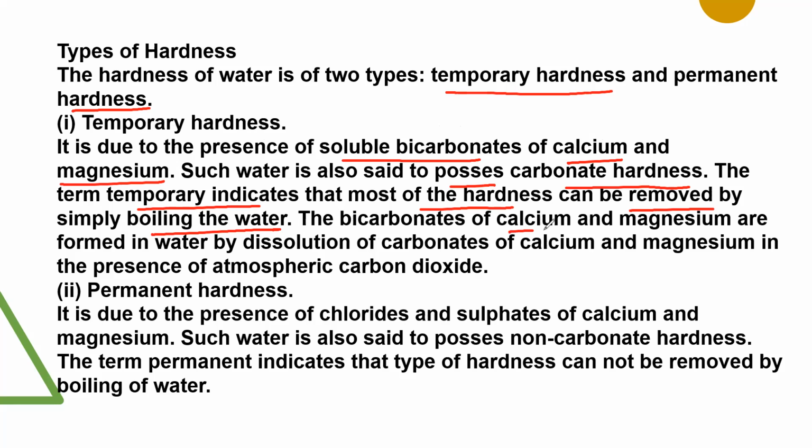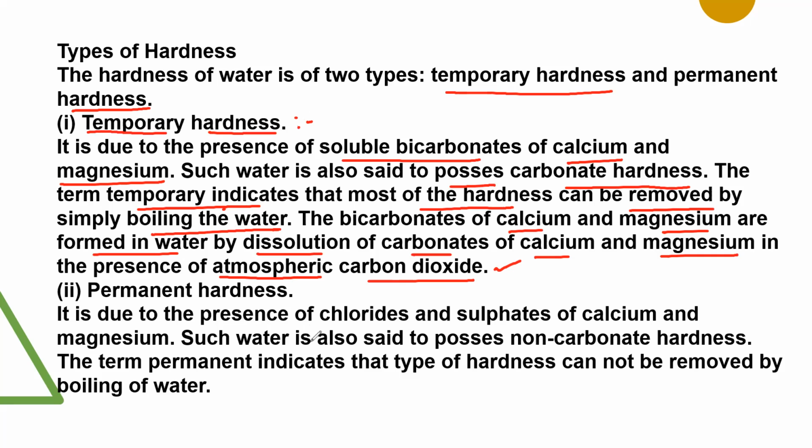The bicarbonates of calcium and magnesium are formed in water by dissolution of carbonates of calcium and magnesium in the presence of atmospheric carbon dioxide. So how are these bicarbonates formed in water? Calcium carbonate and magnesium carbonate combine with atmospheric carbon dioxide and form bicarbonates. These bicarbonates can be removed by simply boiling the water. That's why we call it temporary hardness of water.